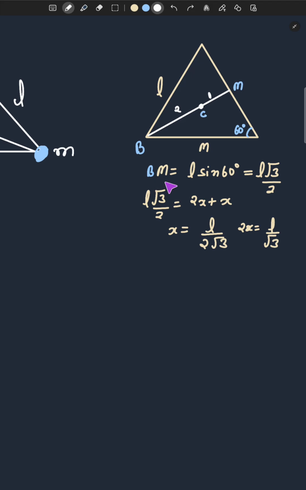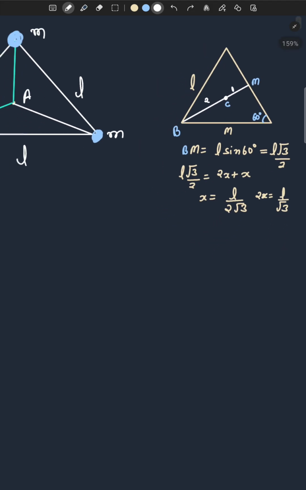Now this BM is the median, and the centroid divides this median in the ratio 2:1. So first we find the BM length. BM equals L sine 60, where this side is L. So it is L root 3 by 2. Let's suppose the 2:1 division gives 2x and x, so 3x equals L root 3 by 2. From here we get x equals L upon 2 root 3. So this 2x length is equal to L by root 3.